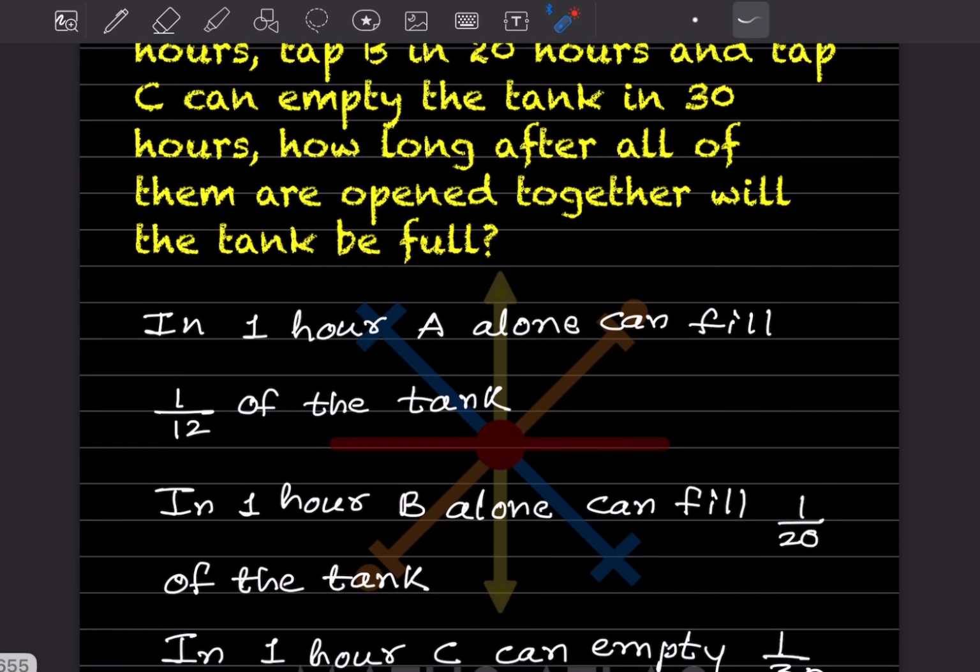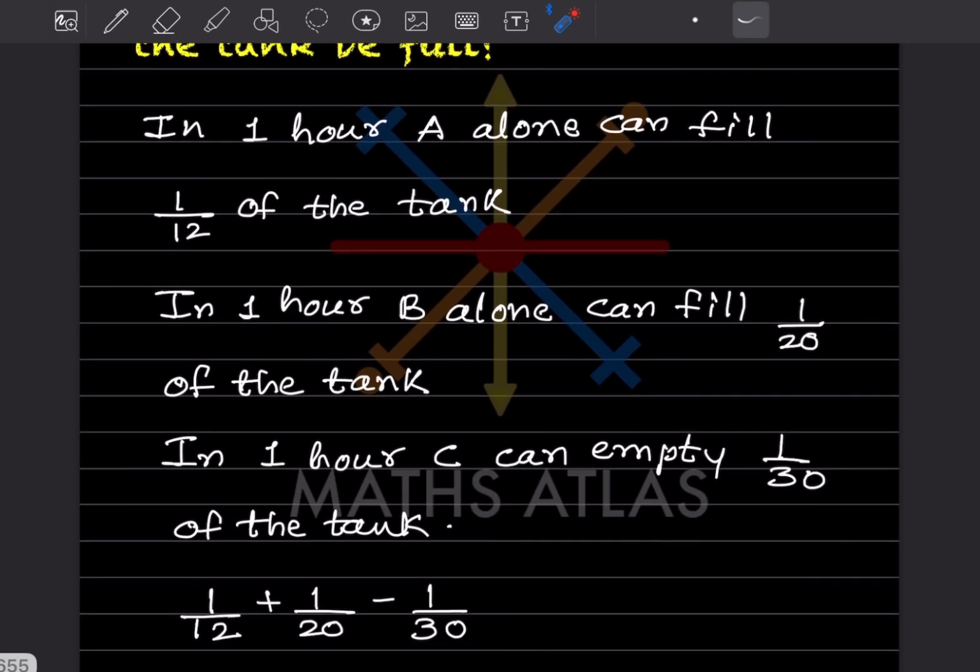So now we have to see together. What will you do? You will add for A and B, but you are going to subtract for C because this is going to be emptied. This will be 1 by 30, and this is going to be minus 1 by 30 because it is going to be empty.